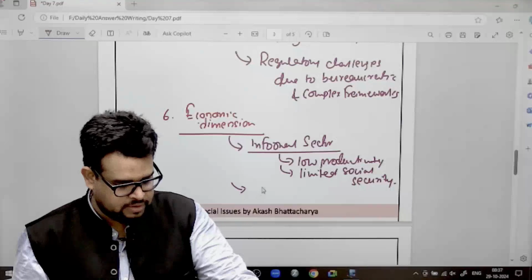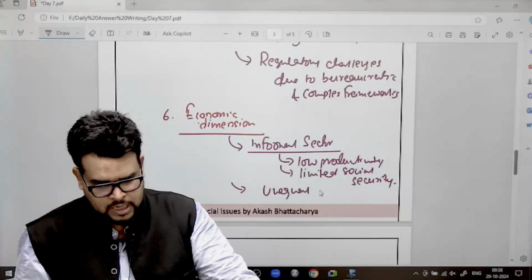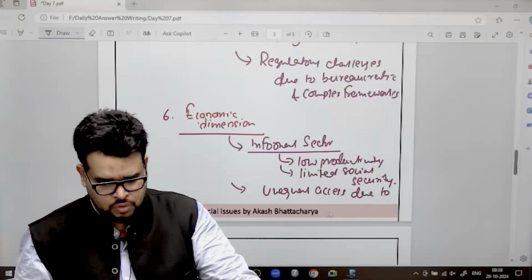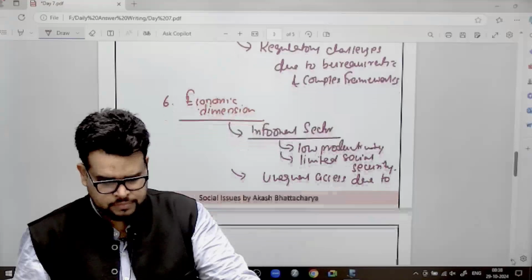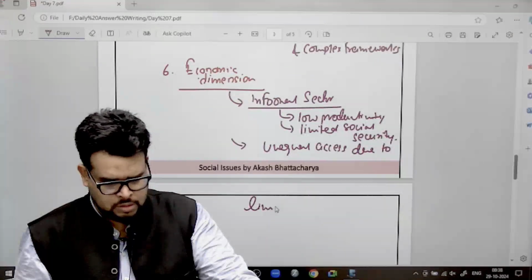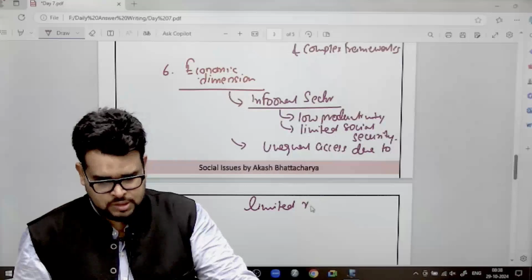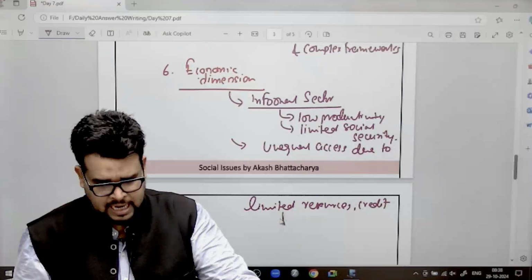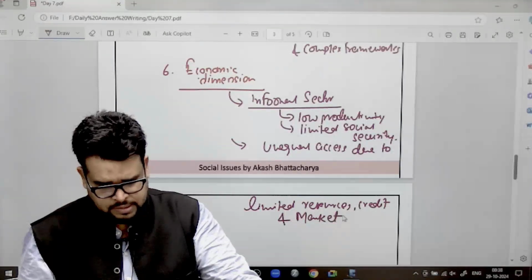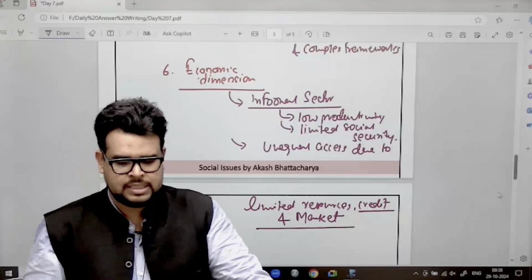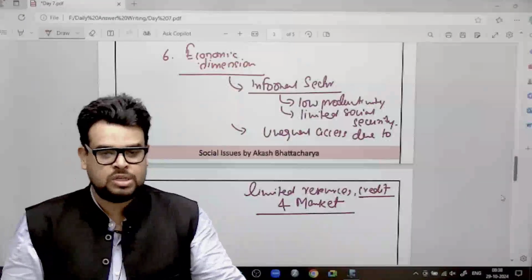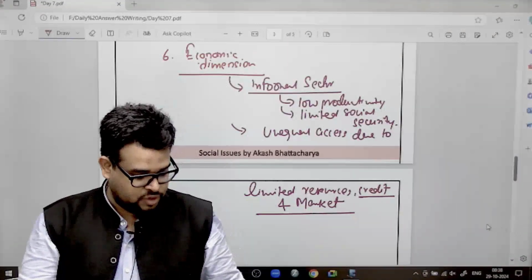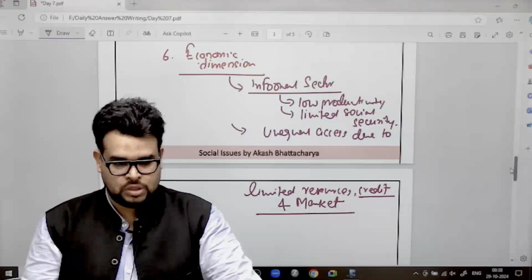Achha, second point you can write is unequal access. Unequal access due to limited resources, comma, credit, and you can write over here is market. Simple. Credit and market. Because now market prices will rise up. Now these people may not have that capacity to go and buy. Okay. Have you understood these things? So this is what are the factors.